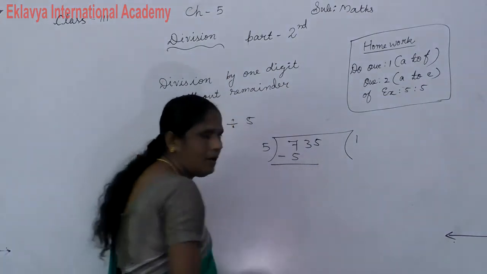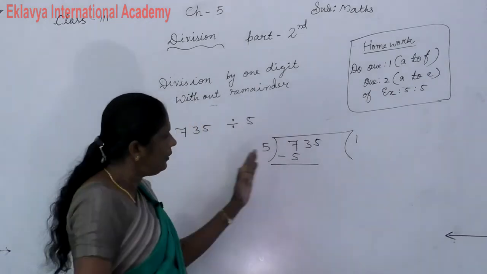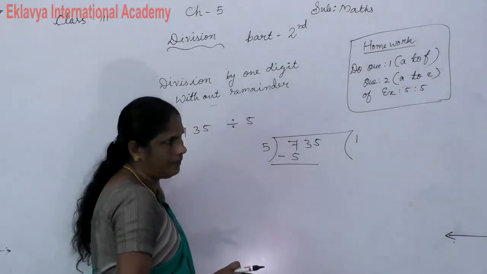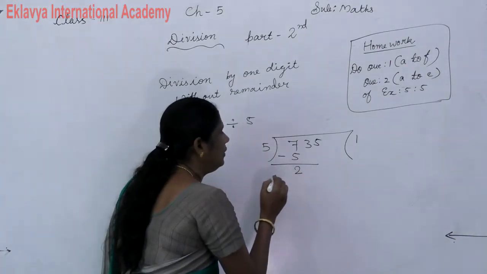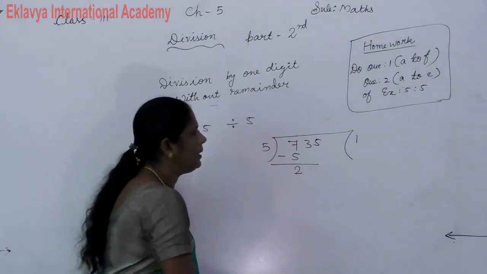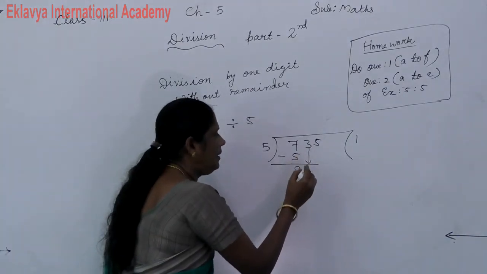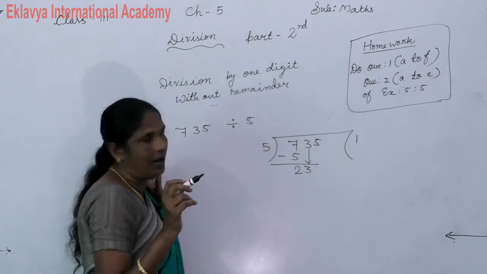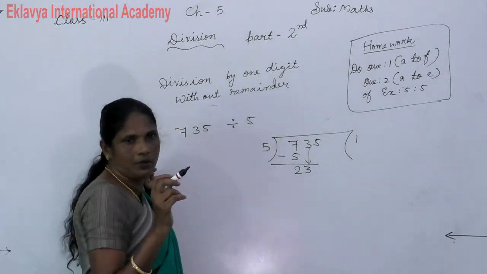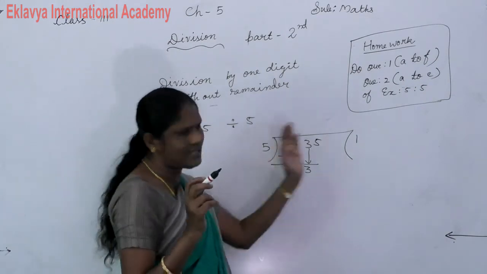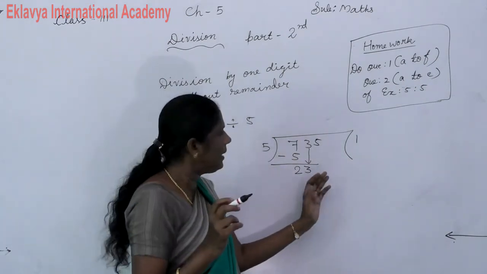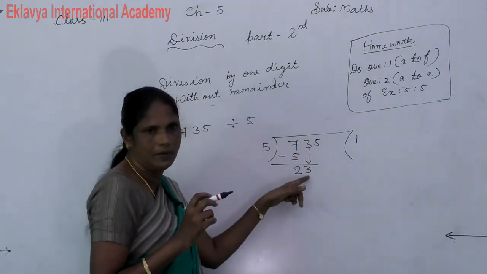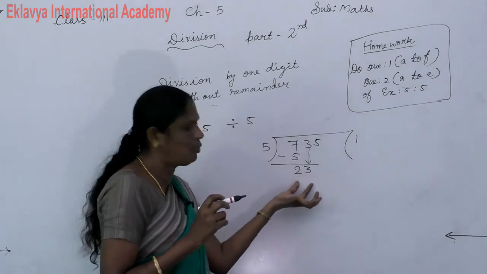5 1 ja 5. Then you subtract, 5 take away from 7. Then you get 2. Then next number, this 3 comes downside. Only one number comes downside at a time. Now 3 comes downside. Now our number is 23.